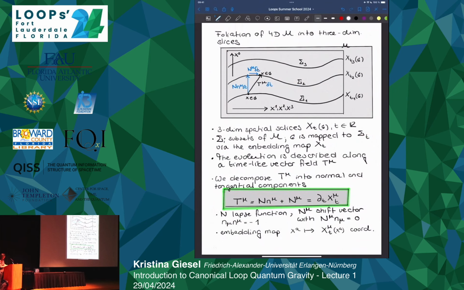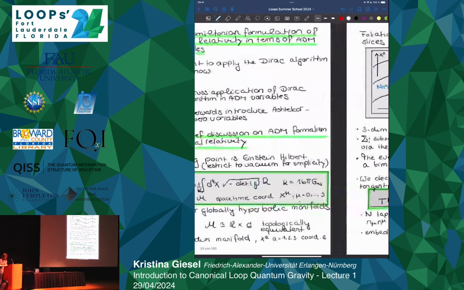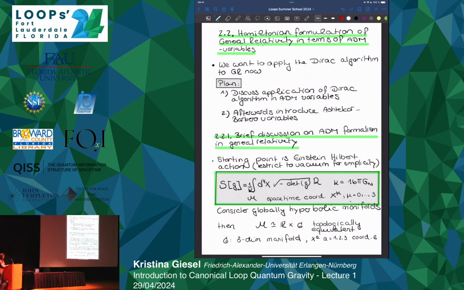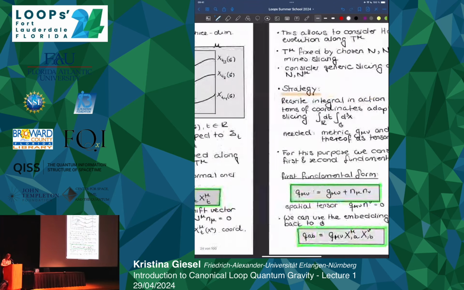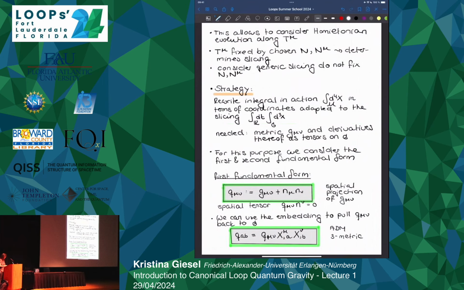If we take this, we want to write this four-dimensional integral in terms of an integral over this t parameter over R and an integral over our three-dimensional manifold sigma. And in order to do this, we need to be able to express all these quantities contained in the Einstein-Hilbert action in terms of quantities which are related to tensors on the spatial hypersurface, on the spatial manifold sigma.